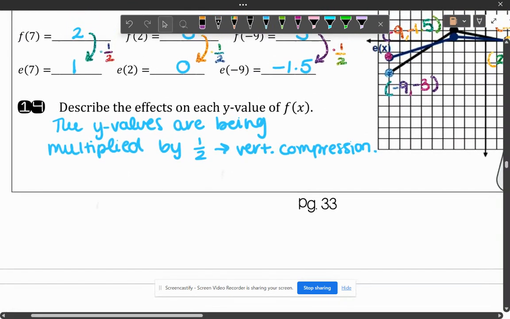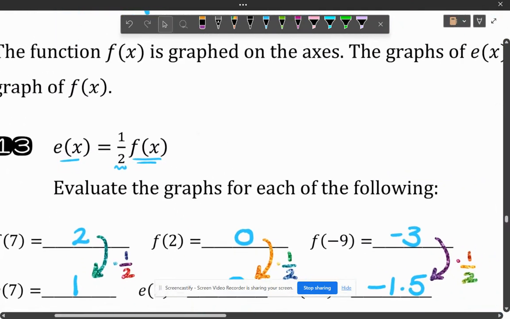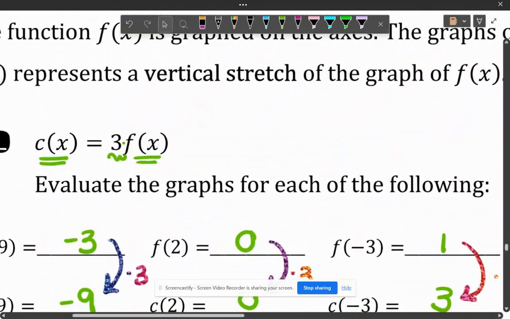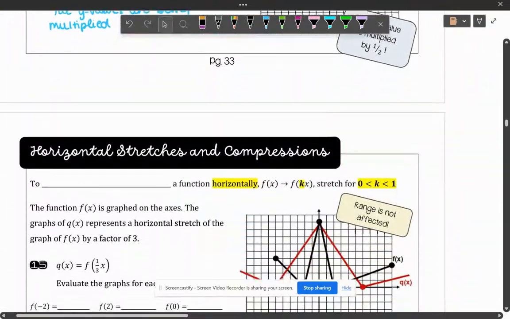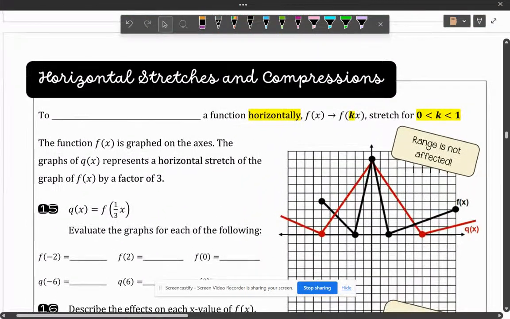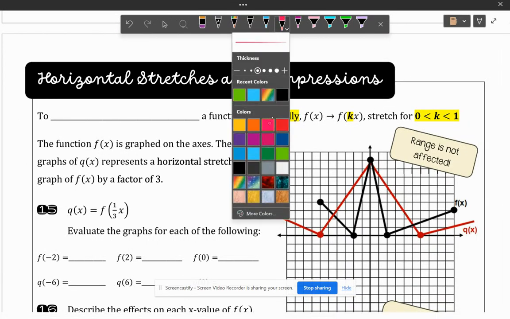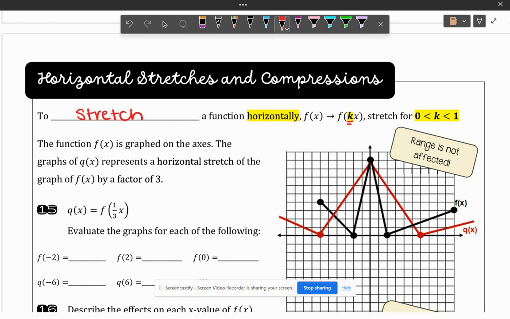Okay, pretty straightforward, right? Easy to remember because the number between 0 and 1 makes it compress. The number when it's greater than 1 makes it stretch. However, now when we get to horizontal stretches and compressions, it gets a little bit funky. So let's take a look. So to stretch a function horizontally, we're going to have a value. Now it's in front of our x value inside the parentheses, okay?